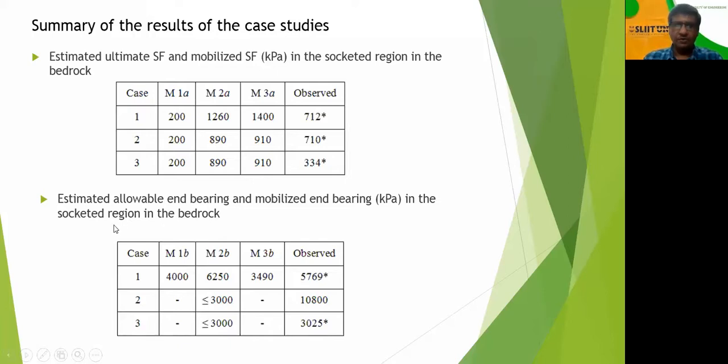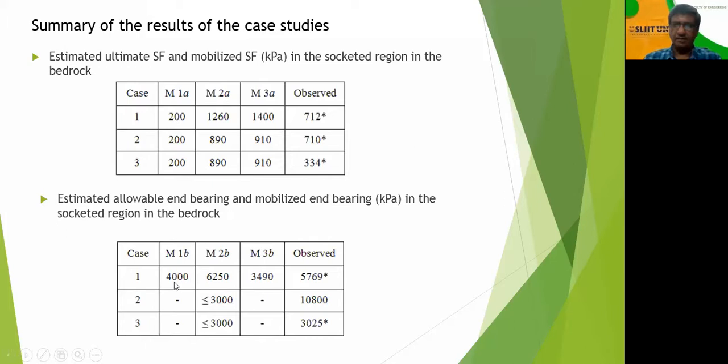If you look at the mobilized end bearing capacity using method 1, which is what is given in the CEDA guidelines chart, the value here is 4,000. But for the other two cases, the core recovery is very low, so you cannot estimate. Even using the Kulhawy method you cannot estimate, because the rock is very weak and the RQD is very low. Only case 1 can be compared.